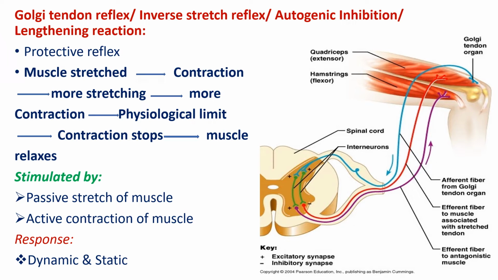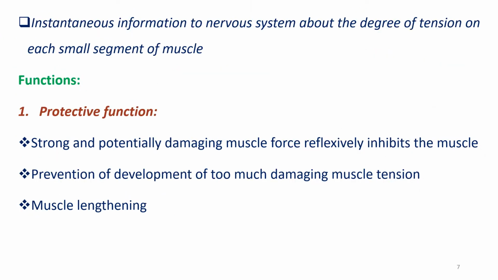But after some time, when the tension is maintained, the slow sustained tension, the Golgi tendon organ starts sending impulses at a slow rate, and that is the static response. So, like the muscle spindle, the Golgi tendon organ shows both dynamic as well as static response. Thus, we are now clear that the Golgi tendon organ informs the nervous system instantaneously about the degree of tension on each small segment of muscle.